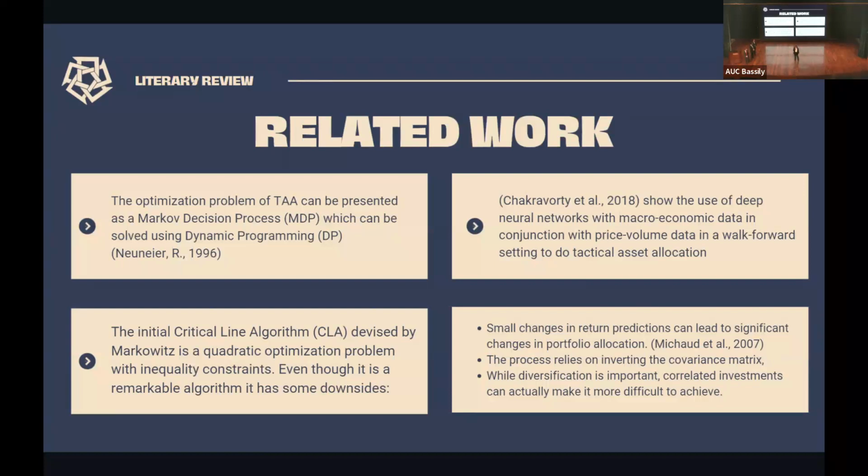The third approach is the critical line algorithm, developed by Markowitz, and it's a very remarkable algorithm. However, it suffers from some downsides, some of which are that small changes in the return predictions can lead to significant changes in the portfolio allocations, and it relies on the inversion of the covariance matrix, which is a high-cost operation. Another downside is that while diversification is important, correlated investments can suffer from estimation errors.